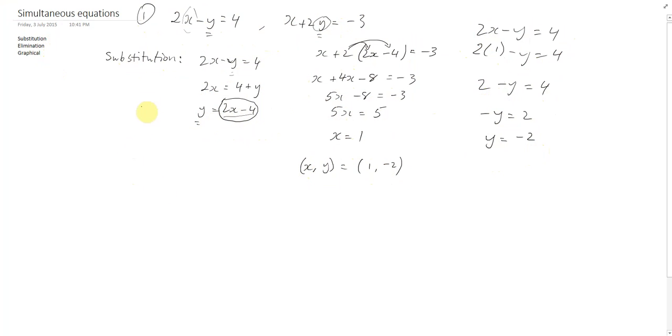So there we go, that's substitution. Let's quickly run through what just happened. We made one of the variables our subject, and then we substituted it into our other equation. And then once we had our answer, we substituted that back into one of the equations to find the other variable.